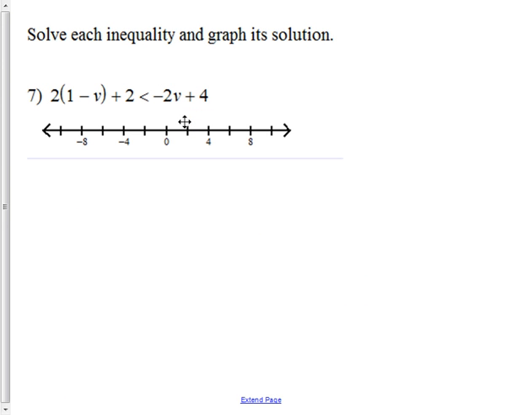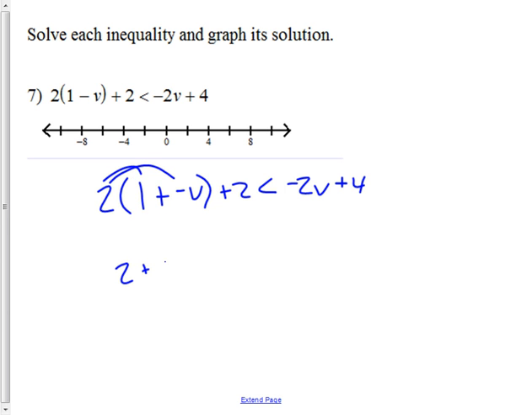One last example for today, and this one is kind of a unique one, so I wanted to put it in here to mix it in. So 2 times quantity 1 plus negative v plus 2 is less than negative 2v plus 4. All right, let's go ahead and do some distribution. So I get 2 plus negative 2v plus 2 is less than negative 2v plus 4.